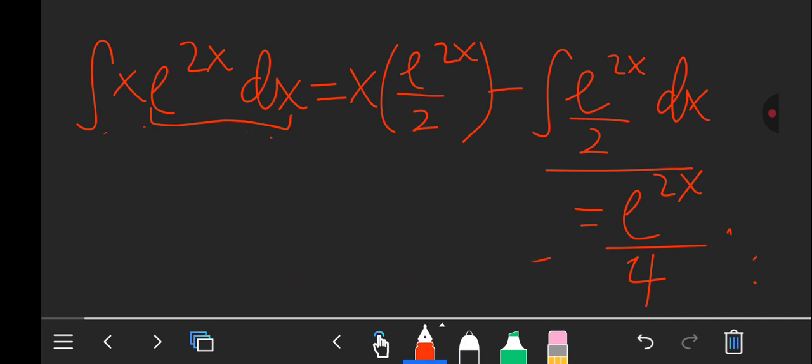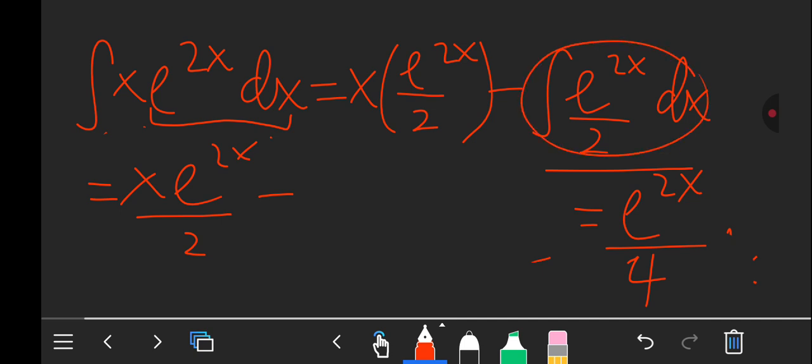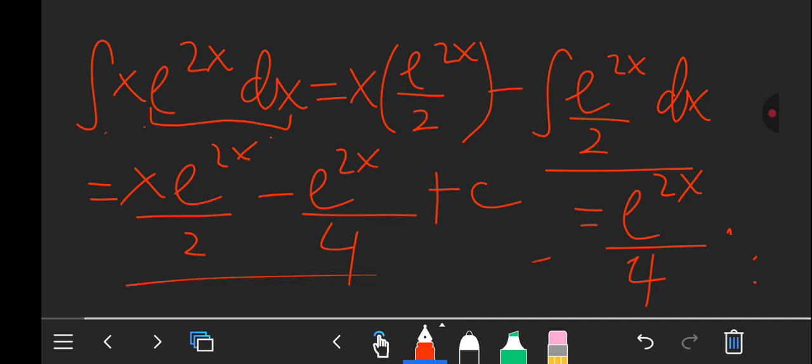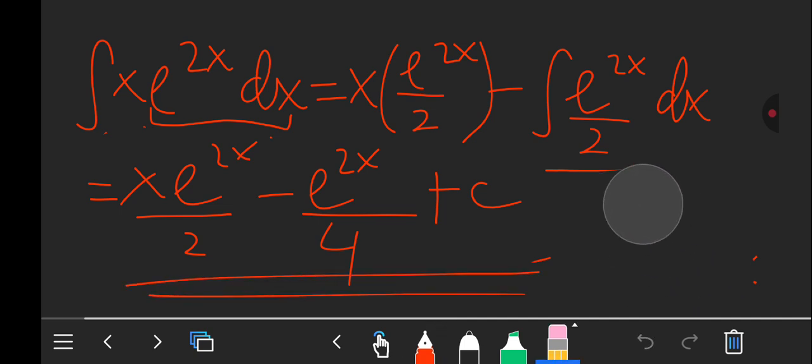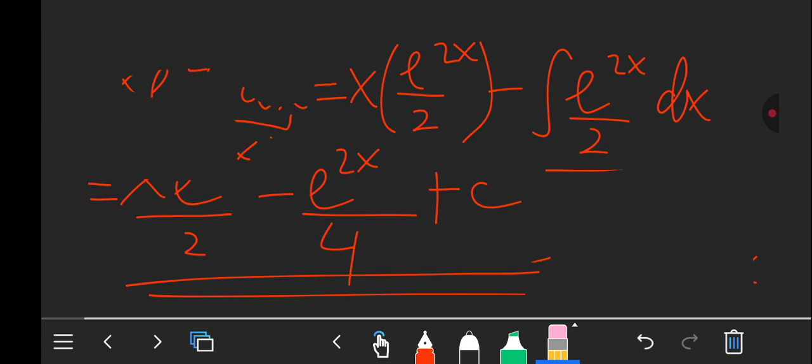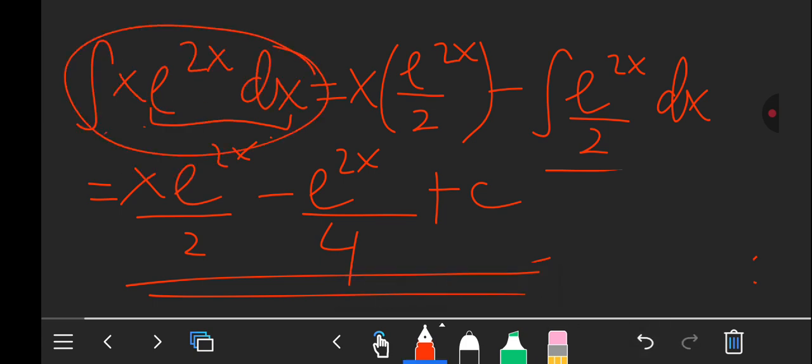So what we are going to have is x e to the power 2x over 2, then minus the integral we found, which gave us e to the power 2x over 4. Then we add plus c. So this is actually the integral of this function. So this is the answer.